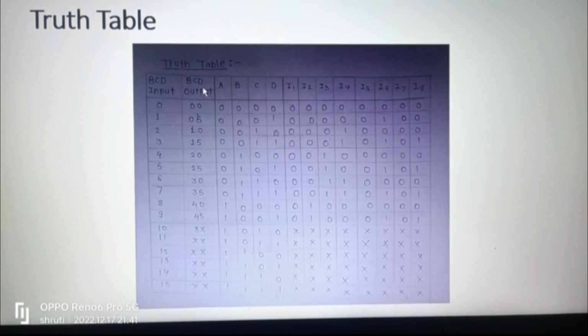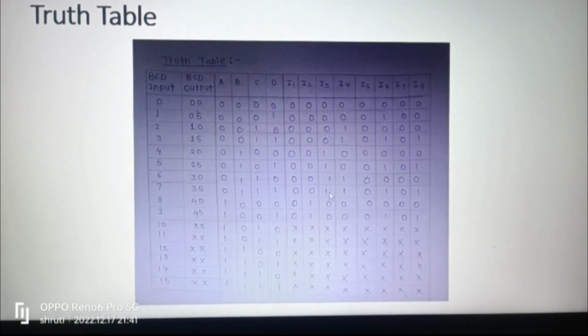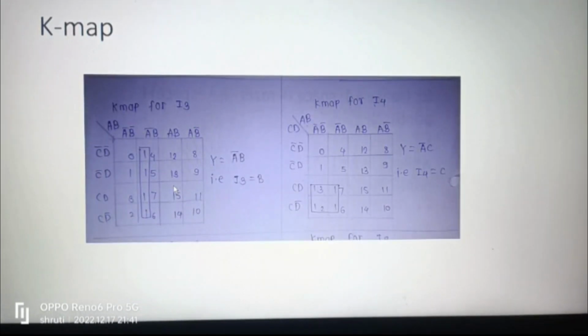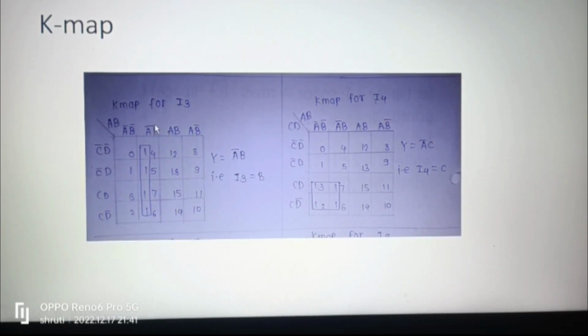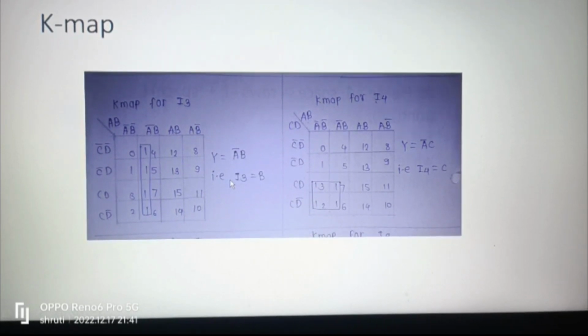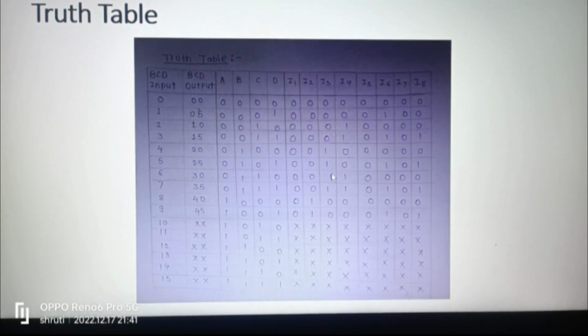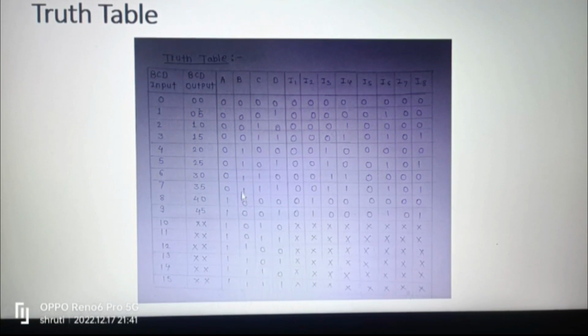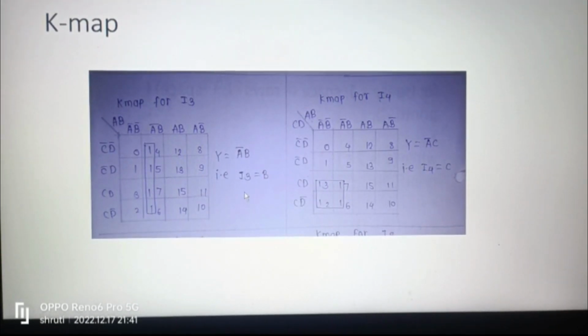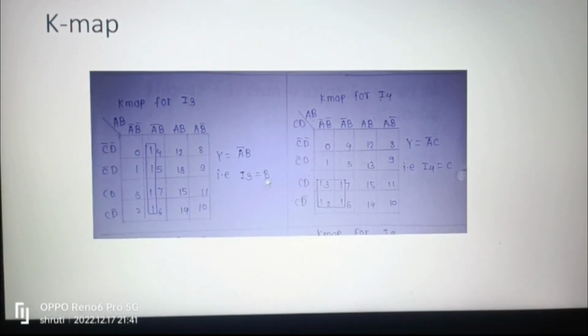So the entries in I3 are 1 1 1 1 at 4, 5, 6, 7. So we will put the entries in the 4, 5, 6, 7 cells, and the equation will become A B bar, likewise A B bar, and we will see here that the entries of I3, 1 1 1 1, are the same as in input B, 1 1 1 1. So I3 will become equal to B.